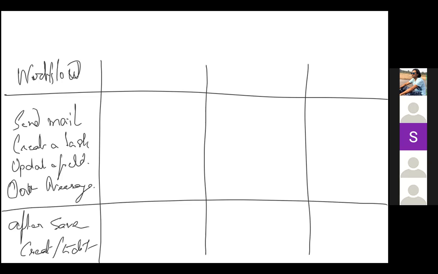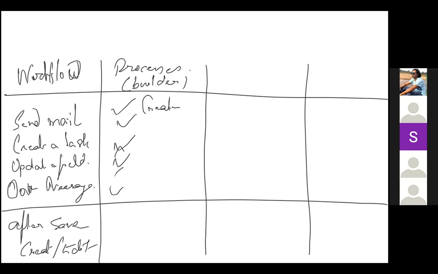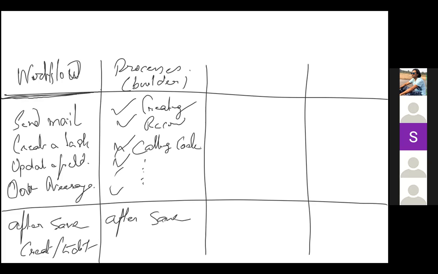The next mechanism is called process builder, or processes. In process builder, you can do all these activities and many more, like creating a record, calling code, and many more things. We'll see that in detail. So whatever limitations there were in workflow have been overcome by process builder. This is also after save, and it can be fired on create or edit.